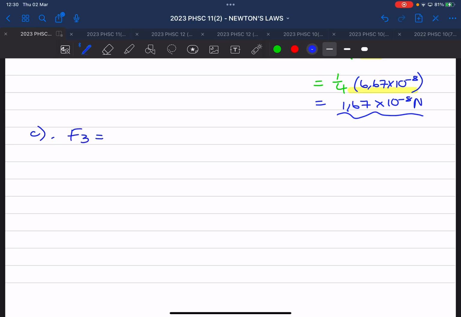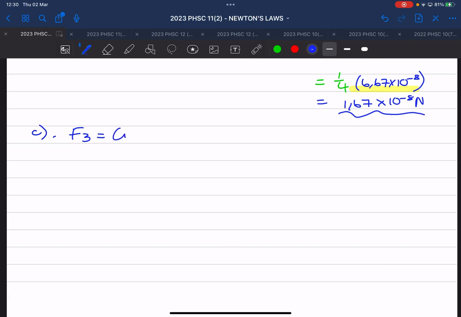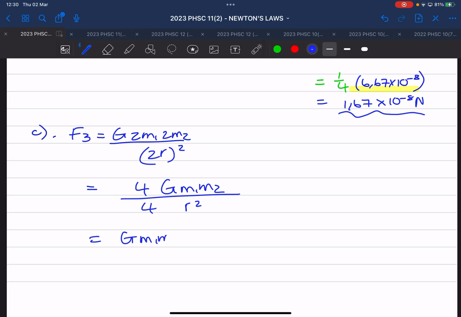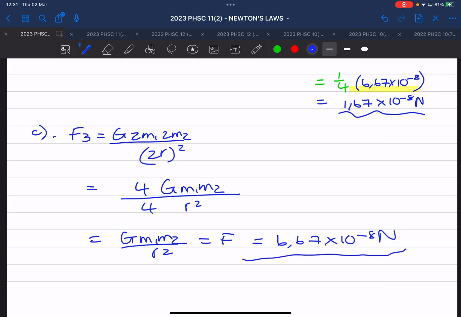That's true. Okay. Now side question C. If the size of the masses and the distance is doubled from A. So the masses are doubled and the distance, how will the force change? So now we have G 2m1, 2m2 over 2r squared. Okay, so that is 2 times 2 gives you? 4. 2 squared is? 4. So it is exactly the same as F, which is 6.67 times 10 to the power negative 8. It stays exactly the same.